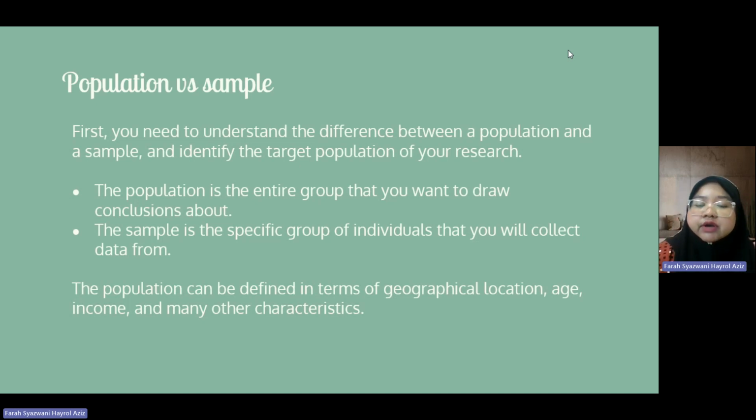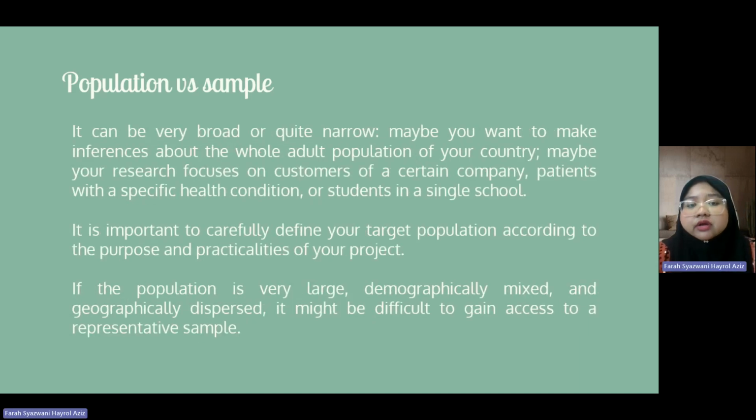The population can be defined in terms of geographical location, age, income, and many other characteristics. It can be very broad or quite narrow. Maybe you want to make inferences about the whole adult population of your country. Maybe your research focuses on the customers of a certain company, patients with a specific health condition, or students in a single school. So it is important to carefully define your target population according to the purpose and practicalities of your project.